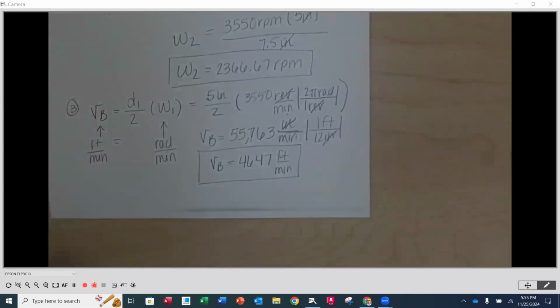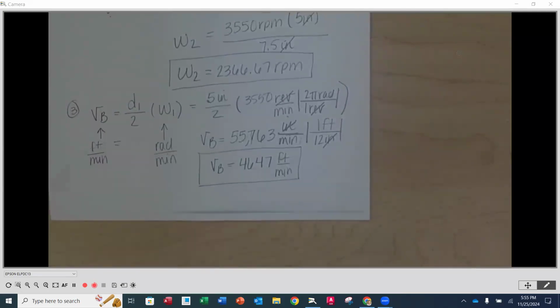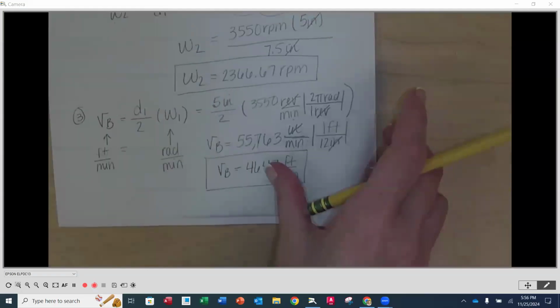4 to 5,000, exactly. Thank you. So this falls within that range that was given, between about 4 to 5,000 is where you want your belt speed to be, and that's feet per minute. Okay, excellent. All right, so that's our first example.